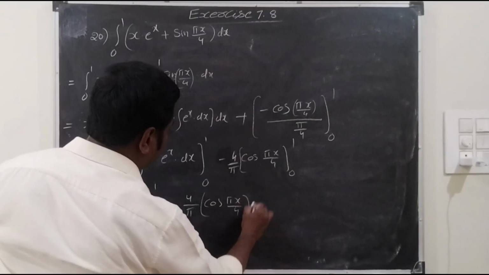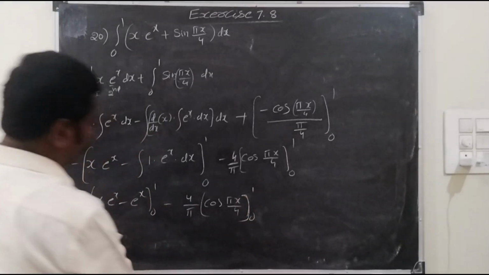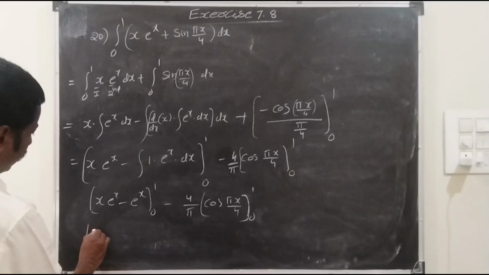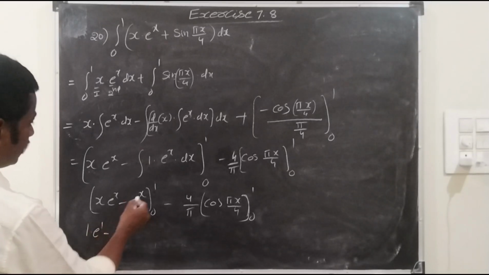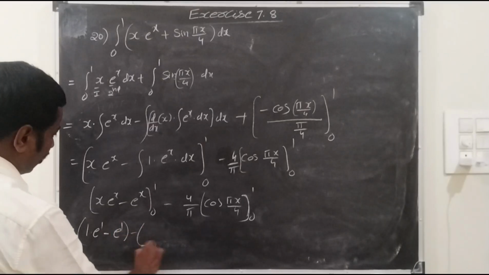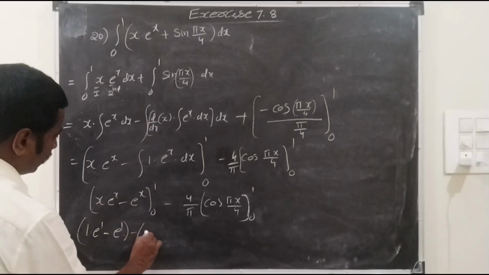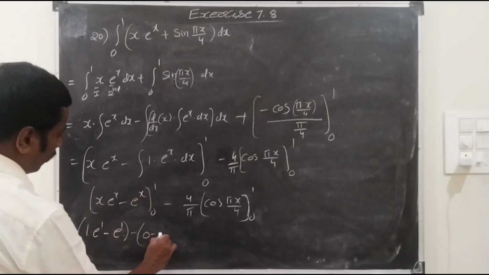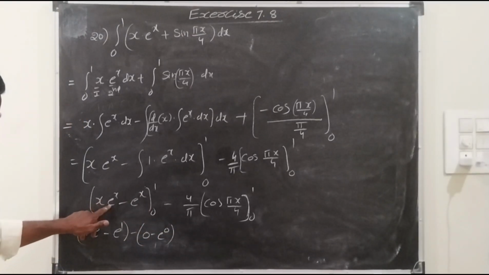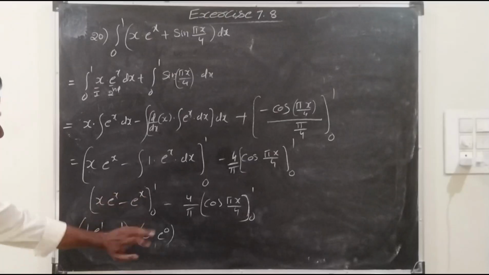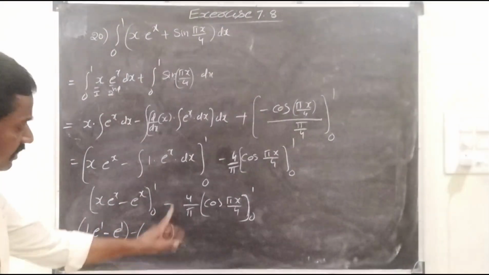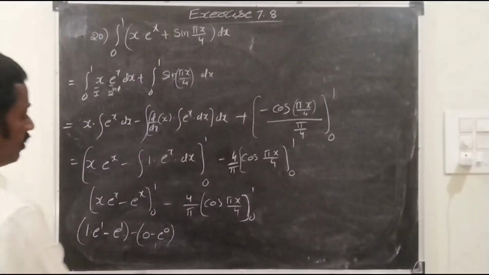We can apply limits at a time for first and second parts. First here, upper limit 1 into e power 1, minus e power upper limit completed, minus lower limit 0 into anything 0, minus e power 0. Here we have to be careful. Here 0 into whatever is 0, but e power 0 is not 0. E power 0 is going to become 1. Why? Because anything power 0 is 1.